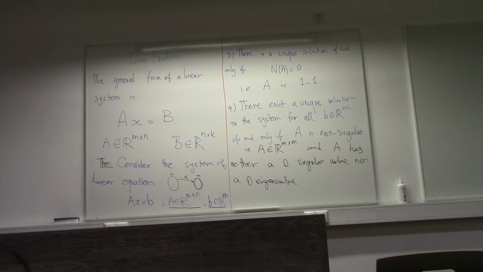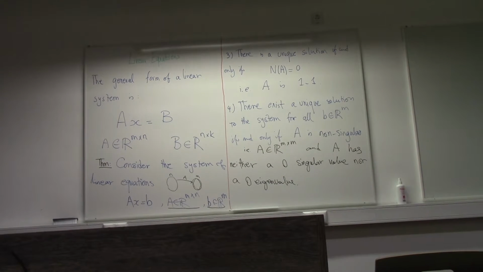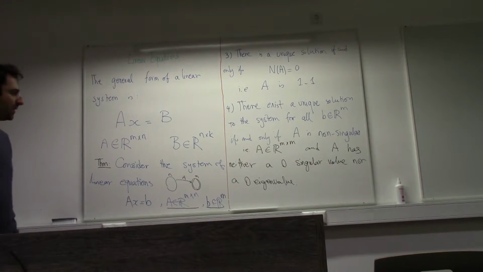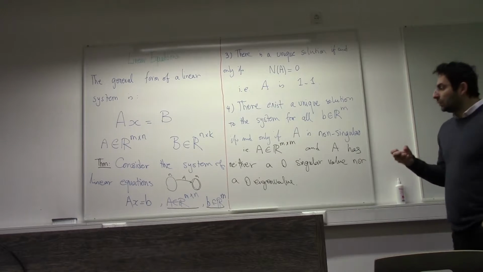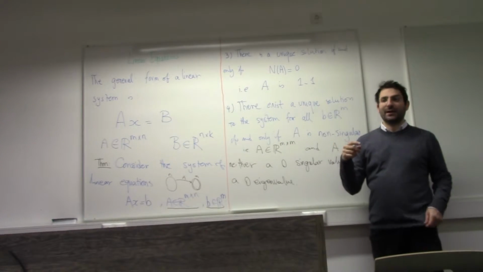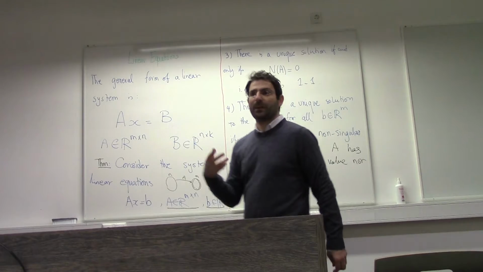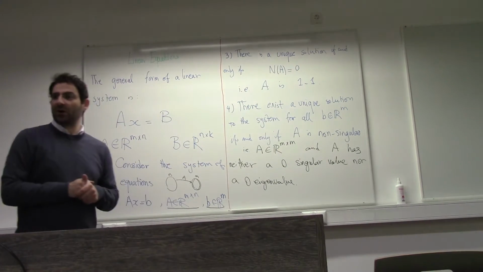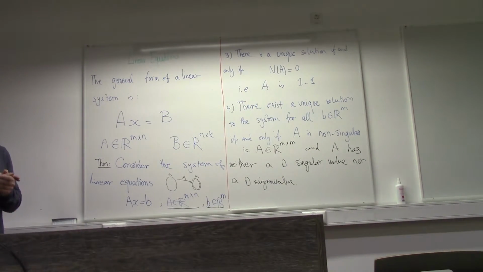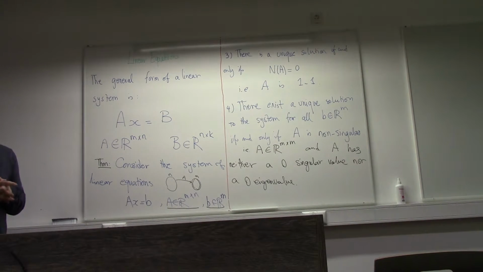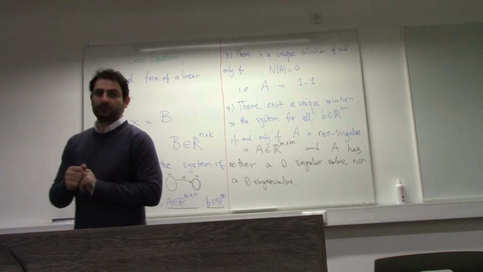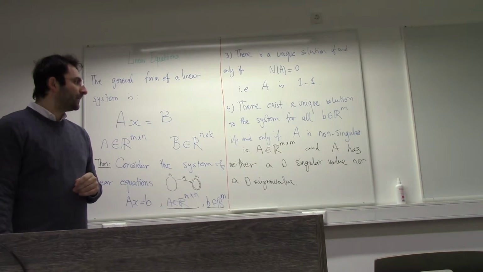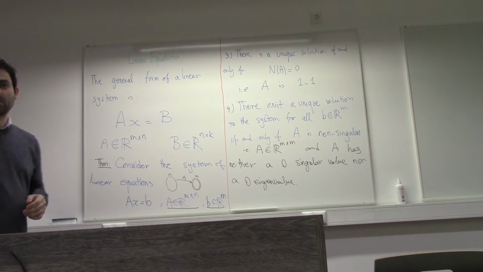Why? What will happen if we have a zero singular value or zero eigenvalue? The rank will be reduced. So we have m unknowns but m minus something equations, so we cannot have a unique solution. If we have a zero singular value or zero eigenvalue, it means that A is not non-singular. It is singular.